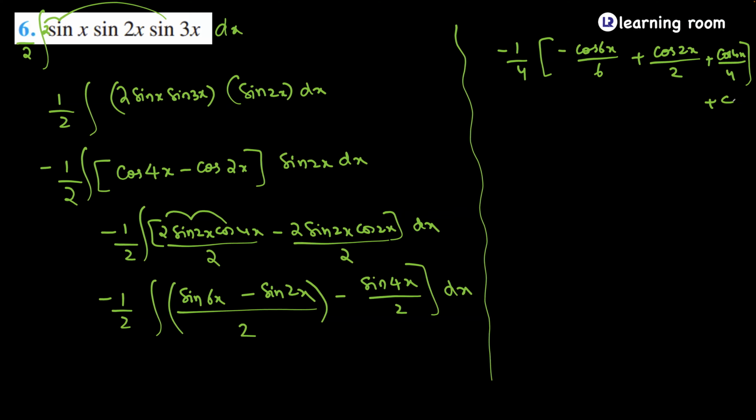So what will the answer be? If you take the minus sign inside, it will be cos 6x divided by 24 minus cos 2x divided by 8 minus cos 4x divided by 16 plus c. That's it.